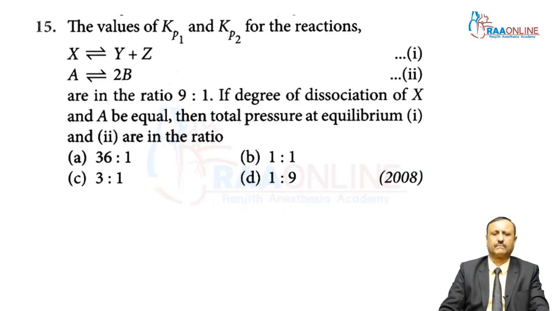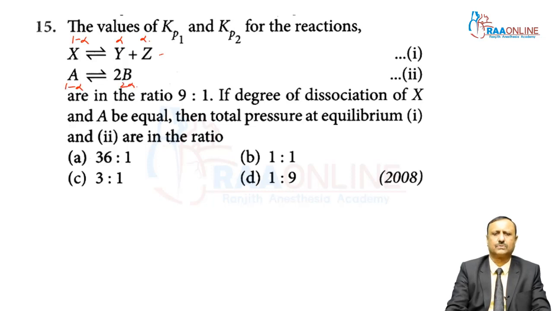Now, we can go to question number 15. The values of Kp1 and Kp2 for the reactions X gives Y plus Z and A gives 2B are in the ratio 9:1. If the degree of dissociation of X and A are equal, then the total pressures at equilibrium, 1 and 2, are in the ratio. My dear students, you can see equation number 1 and equation number 2. Here in equation number 1, you get 1 mole, and here you get 1 minus alpha, alpha and alpha. Now, in equation 2, you get 1 minus alpha and 2 alpha.